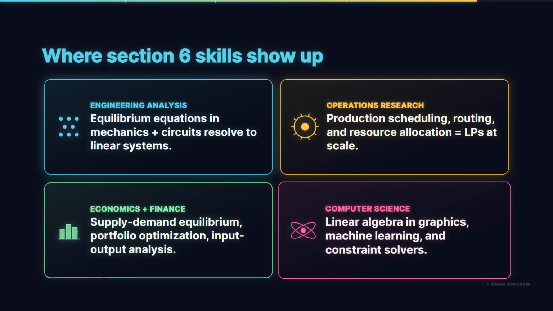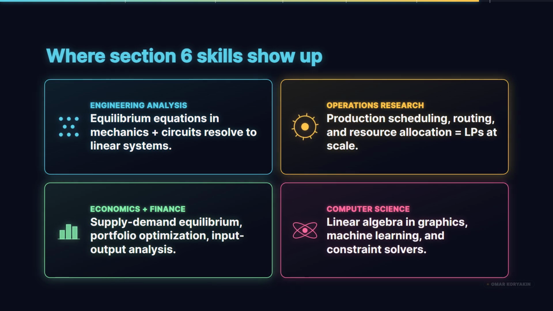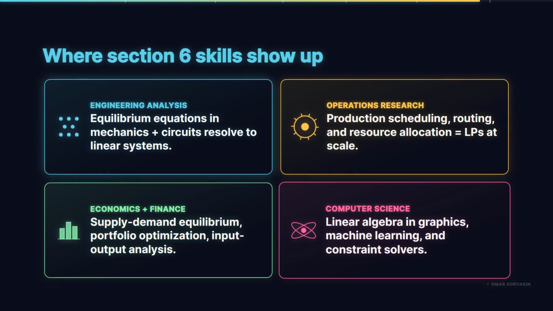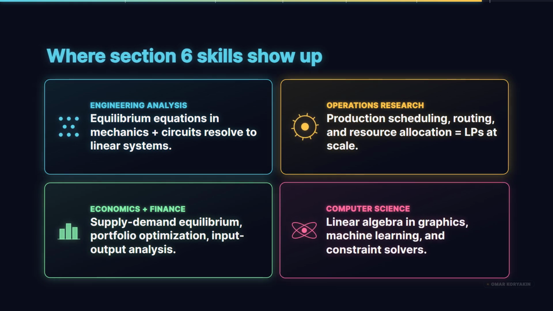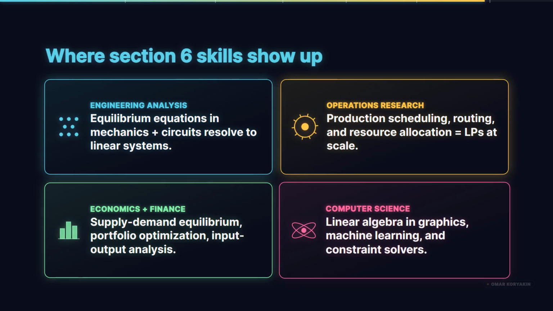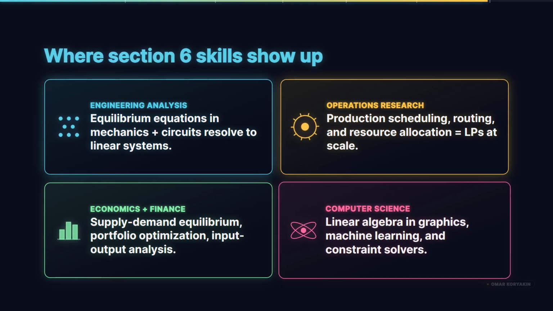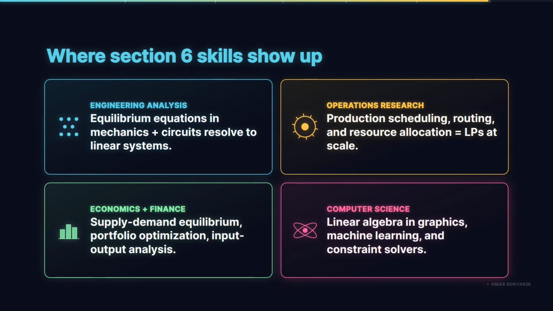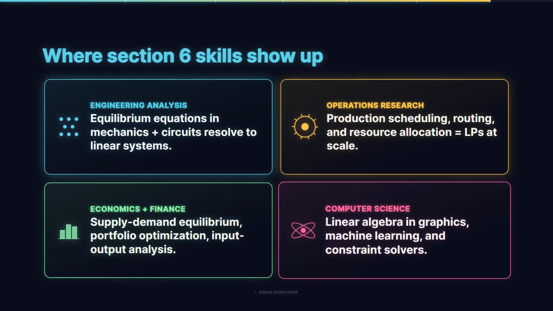In computer science, linear systems show up in computer graphics for projection and shading, in machine learning for least squares regression and neural network gradient descent, and in constraint solvers and SAT solvers for automated reasoning. Modern software systems running on phones and servers depend on solving linear systems millions of times per second, and the algebraic foundation is exactly the Section 6 material from this chapter.